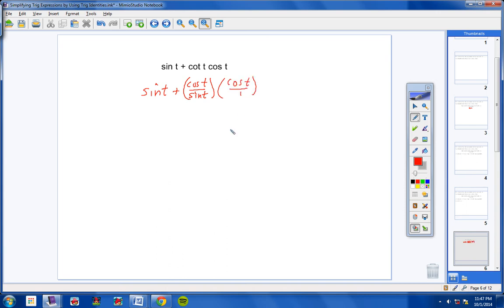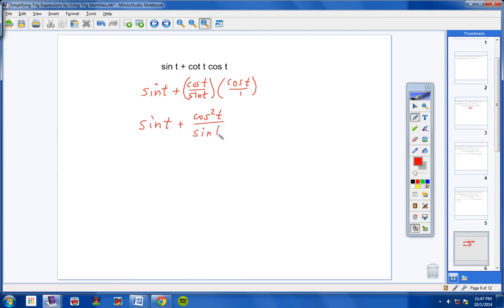Now that's a step. And now look, I can multiply these two fractions together. So I have sine t plus, now, cosine times cosine is cosine squared. Sine t times 1 is sine t.